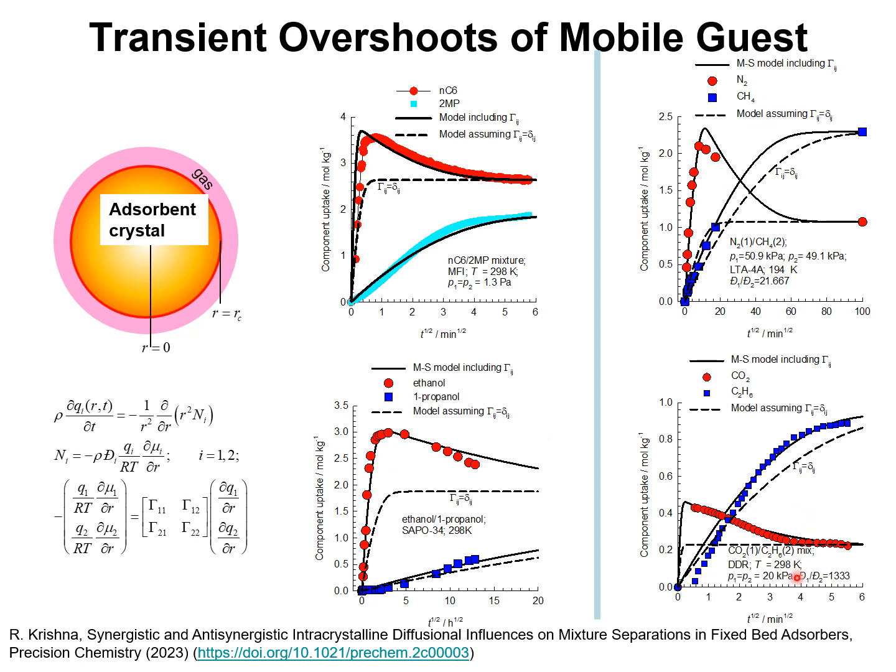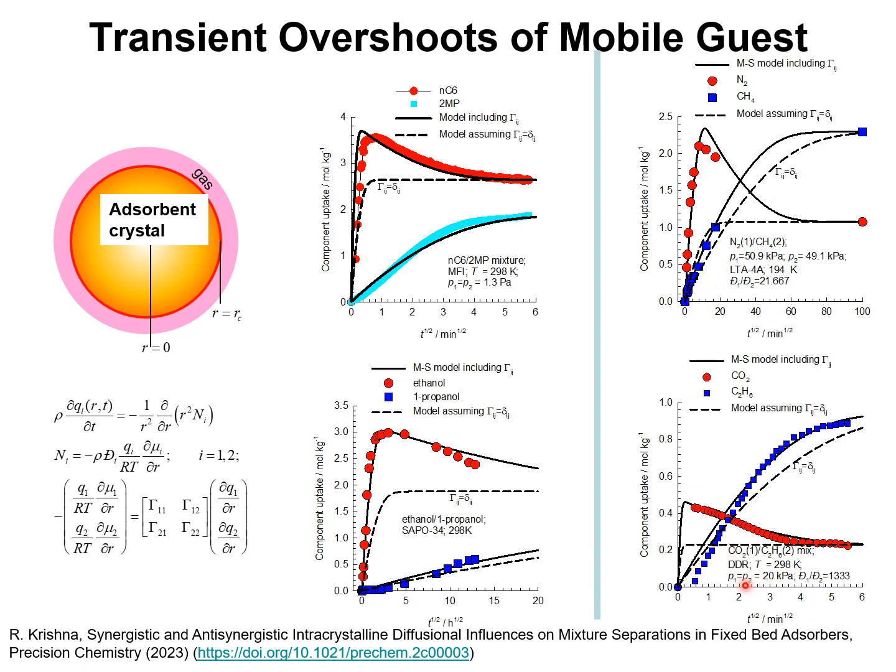Here are 2 examples of experimental data for antisynergistic separations. In this case here we have separations of equimolar mixtures of nitrogen and methane in LTA-4A zeolite. The uptake of nitrogen shows a pronounced overshoot, whereas the uptake of the more strongly adsorbed methane, which is the tardier guest, shows no overshoot.